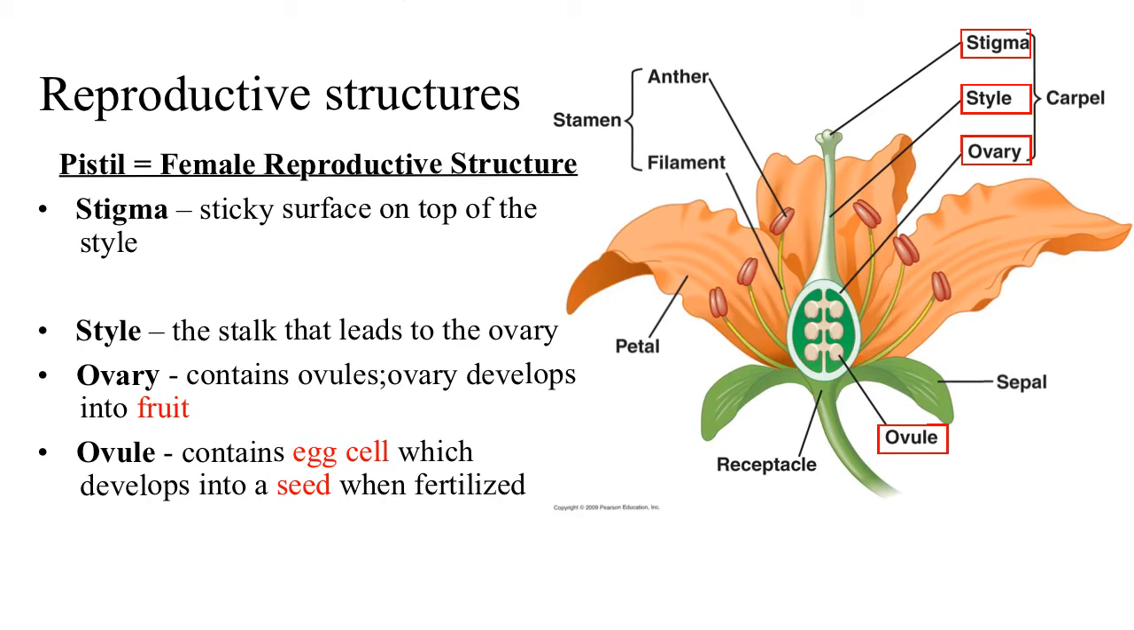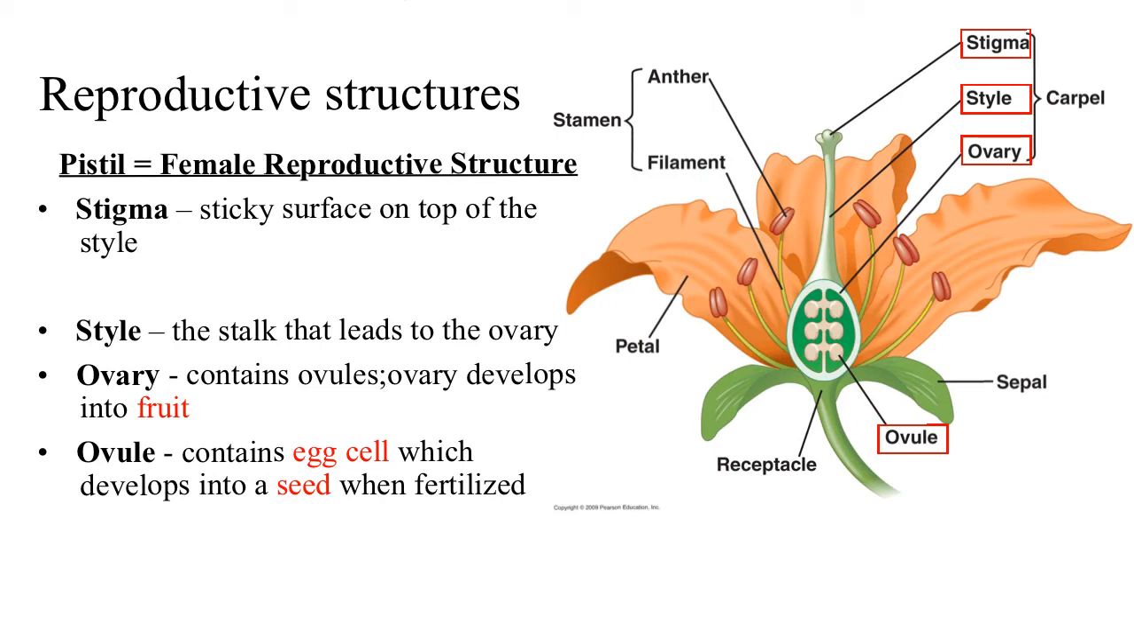For example, squash have a flower that produces the male reproductive organs and a flower that produces the female reproductive organs. So each plant is going to do this a little bit differently, but right now we are looking at a lily, and this lily has both female and male reproductive organs. Let's start out by looking at the female reproductive structure.